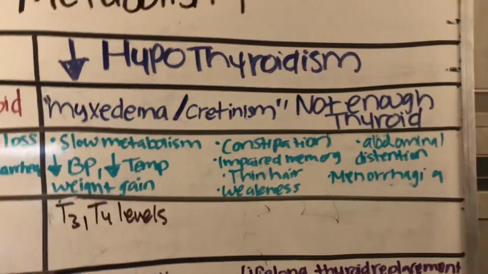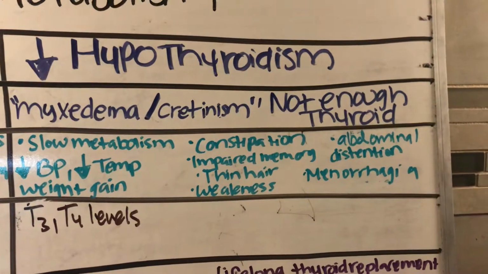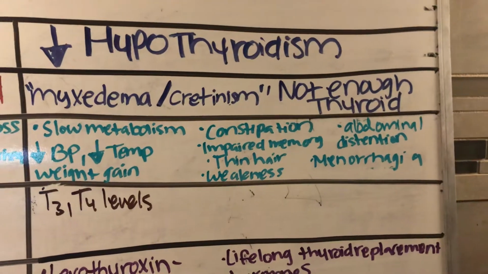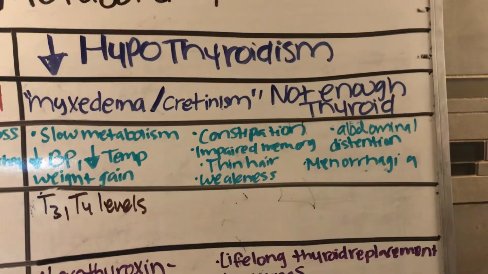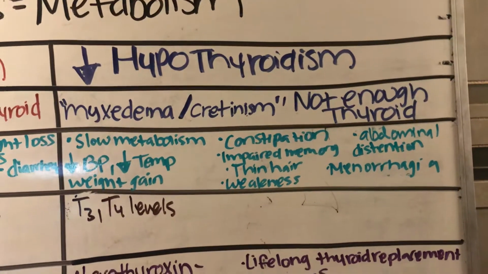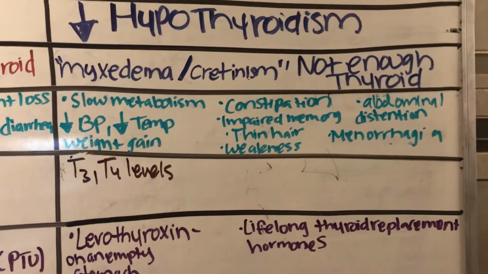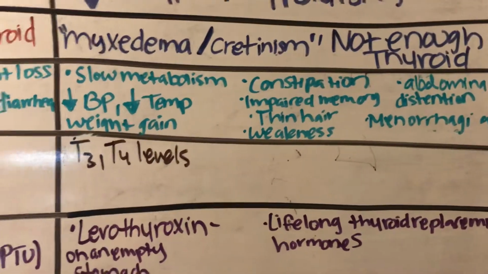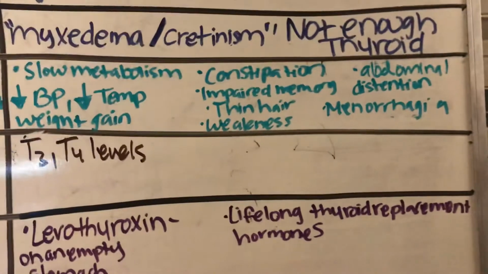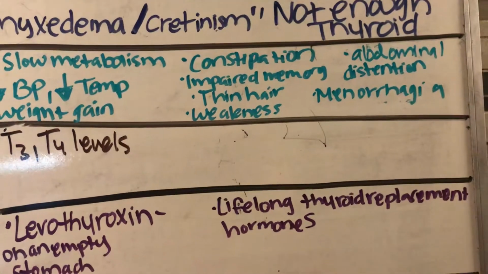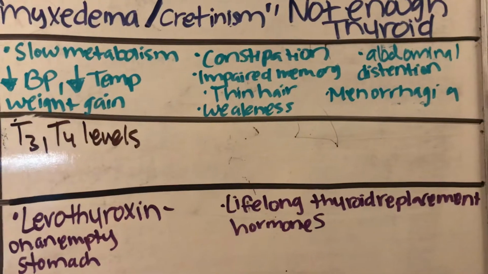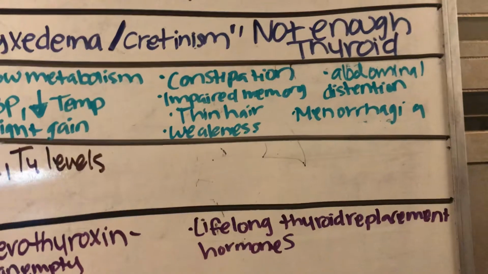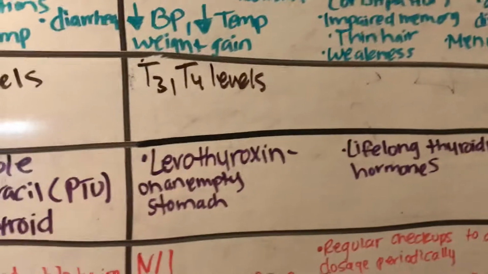So now let's talk about hypothyroidism. So these are myxedema, which is in adults, and cretinism, which is for children. And this is not enough thyroid. So their metabolism is going to be slowed down. Things are going slow in their body. So they're going to have a decreased BP, a decreased temperature. They're going to have some weight gain, constipation, impaired memory, maybe some thinning of the hair, weakness, abdominal distension, and menorrhagia, which is excessive menstrual cycles.